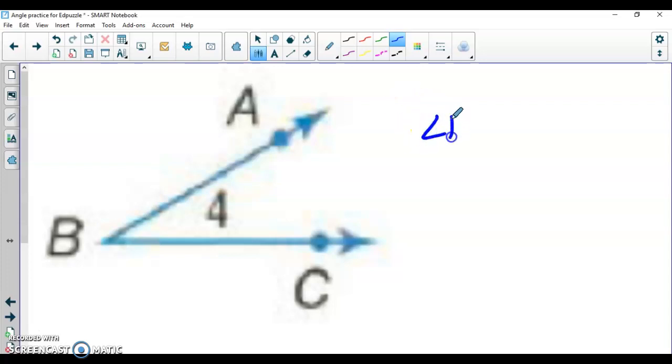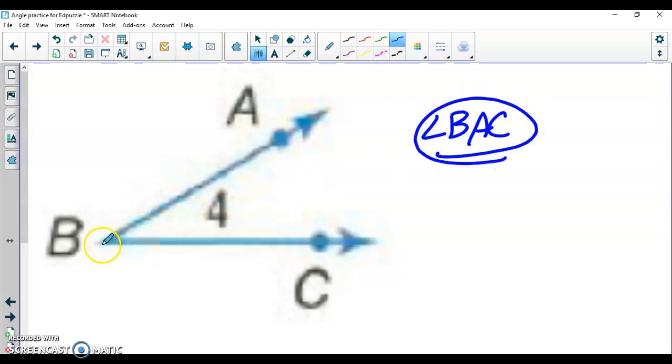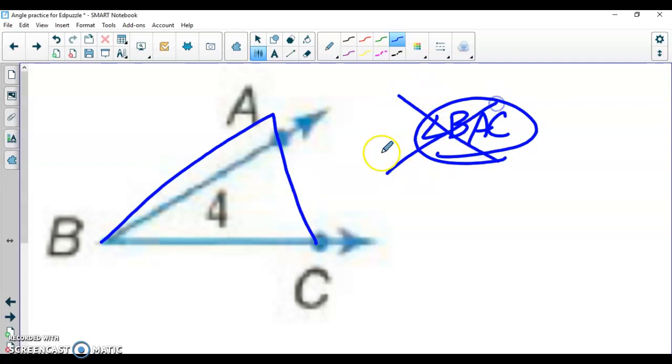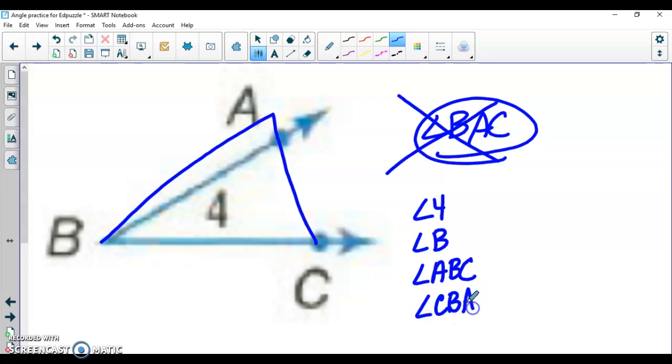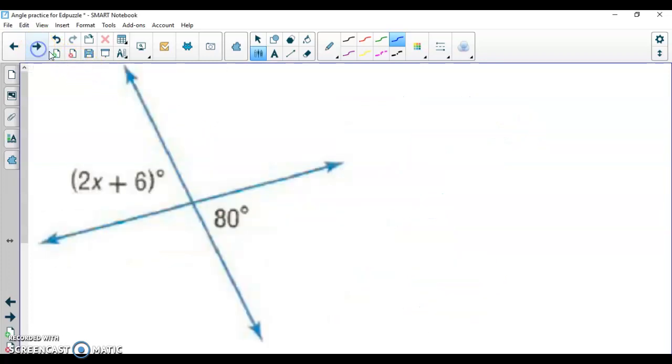If you chose angle BAC, you were correct because BAC goes in this order, which is not a correct way of naming the angle. We can call this angle 4, we could call it angle B, we could call it angle ABC, and we could also call it angle CBA, but we can't start with the vertex and then go to the other two spots.